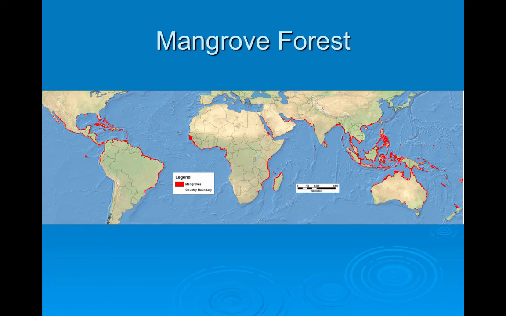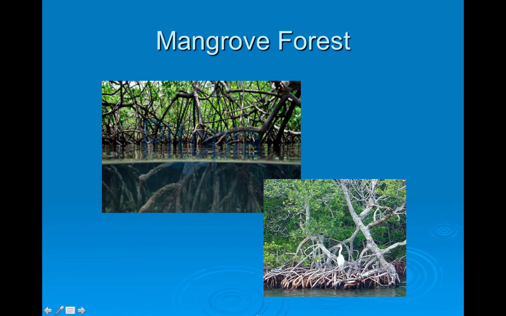How can these trees exist in moving muddy salt water? Well, they've got curving roots like this. You can see an above ground and a below ground version of them. And the curving roots both stabilize the trees in the moving water, and then they direct oxygen down to the roots for the plant's use. I'll show you that in a second.